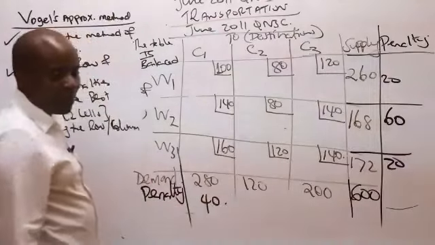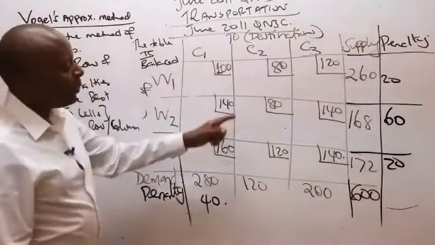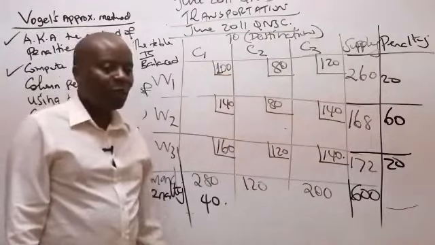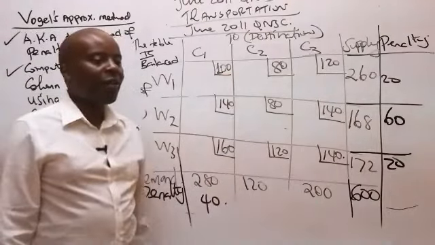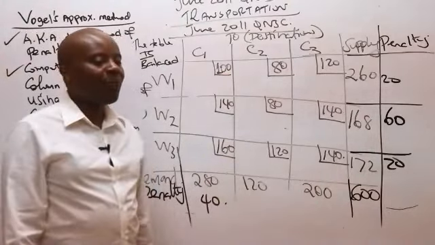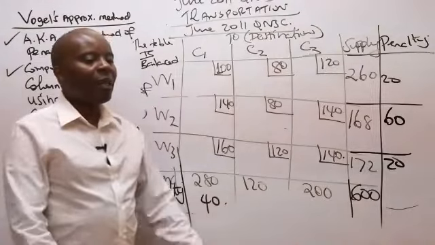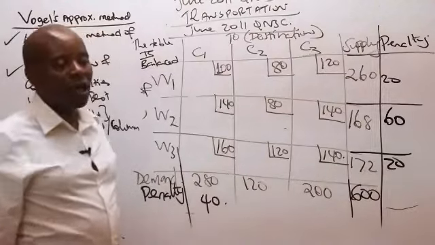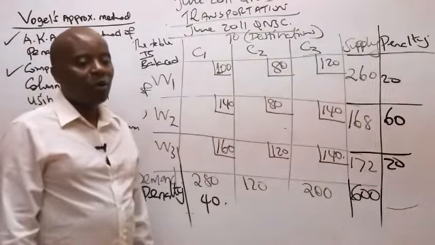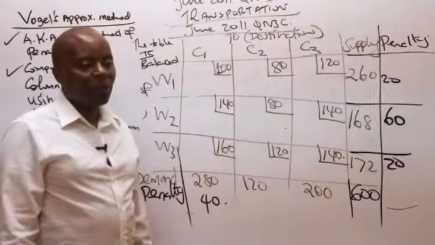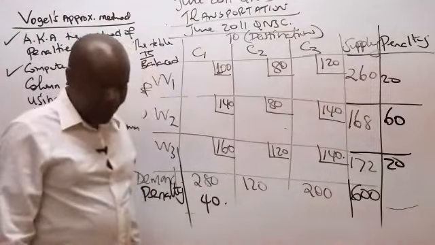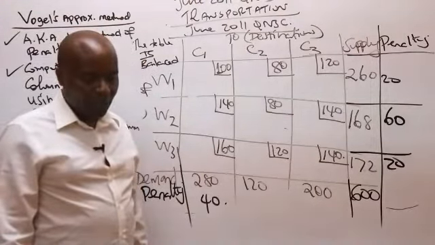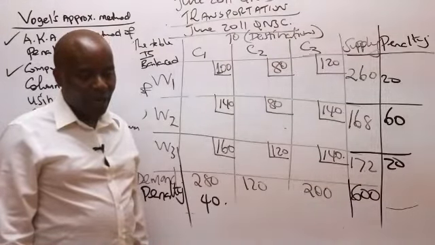Penalty of 40 bob. So kindly give me the penalty for the second column. Please participate. This is a sensitive area. What do you think will be the penalty of the second column? Who can assist me? What do you think will be the value? Who can help me out here?